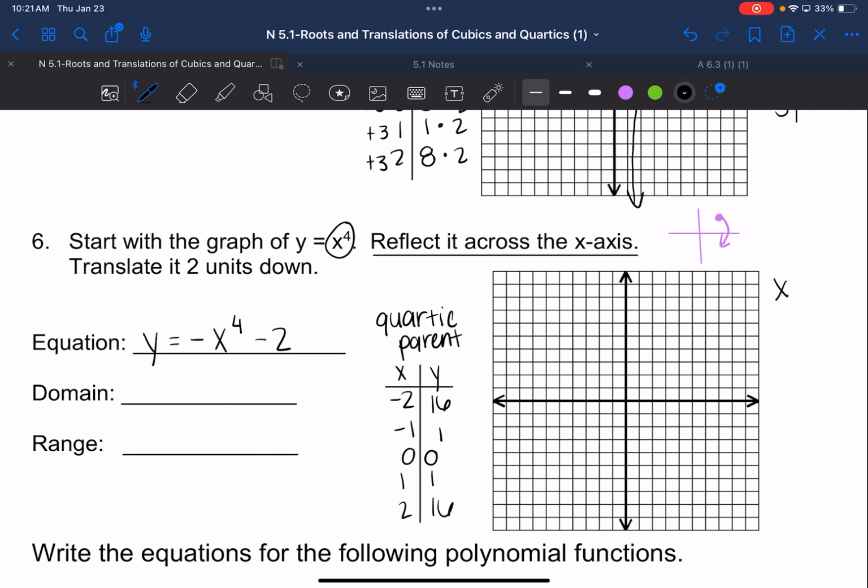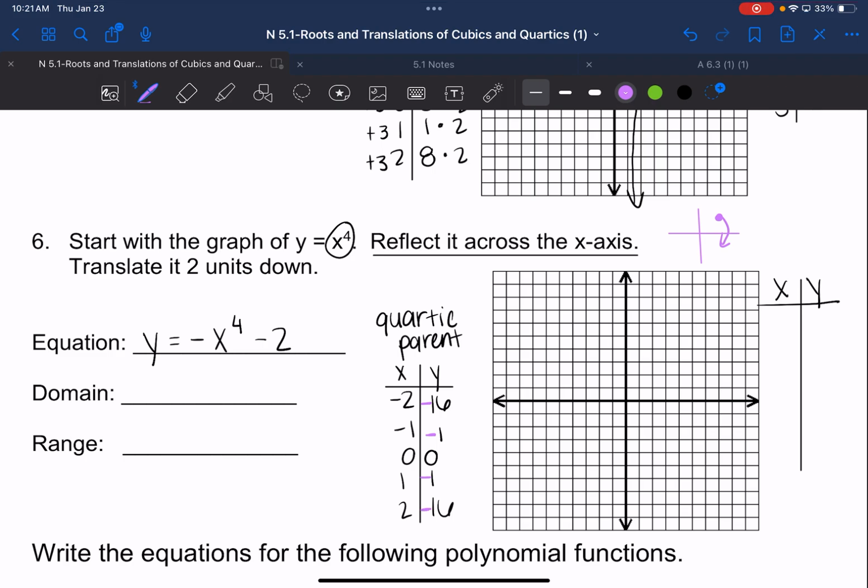Okay, so for our new points, all of these are going to become negative. So I'm going to just do that over here first. I'm just going to put a negative in front of all of these values. 0 won't change, right? But all the others, I'm just going to stick a negative in front of for now.